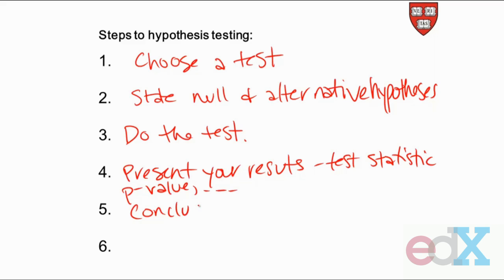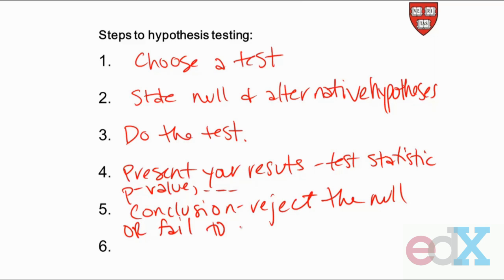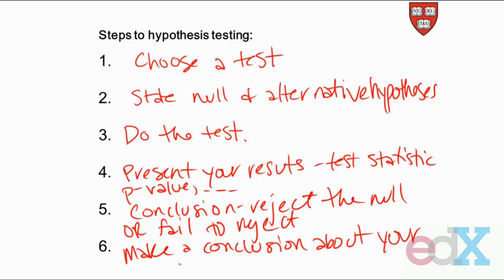In step 5, you're going to actually make the conclusion of rejecting the null, or you can fail to reject the null. Note that you would never, ever, ever say that you would accept the null hypothesis. And the final step, step 6, is to make a conclusion about your data. So in this example, if I rejected the null hypothesis, I might be able to say that from our data, we have evidence that the heart rates are lower in healthy young adults. That would be the conclusion that I would make about my data.